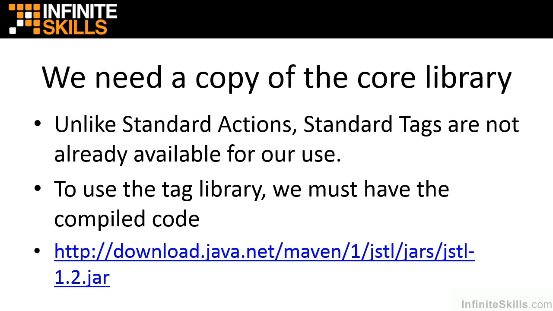download.java.net/maven/1/jstl/jars/jstl-1.2.jar. Now that's what we'll be using for our demonstrations here because we are using Tomcat 7. If you're on Tomcat 6 or greater, 1.2.jar is fine. If you're on Tomcat 5 or less, you'll need 1.1.jar, so you might need to do a quick Google search for that. Additionally, if you're on Glassfish, you may need a different version of the JSTL as well, so just quickly check your documentation on that. But you could always just try 1.2 and see if it works.